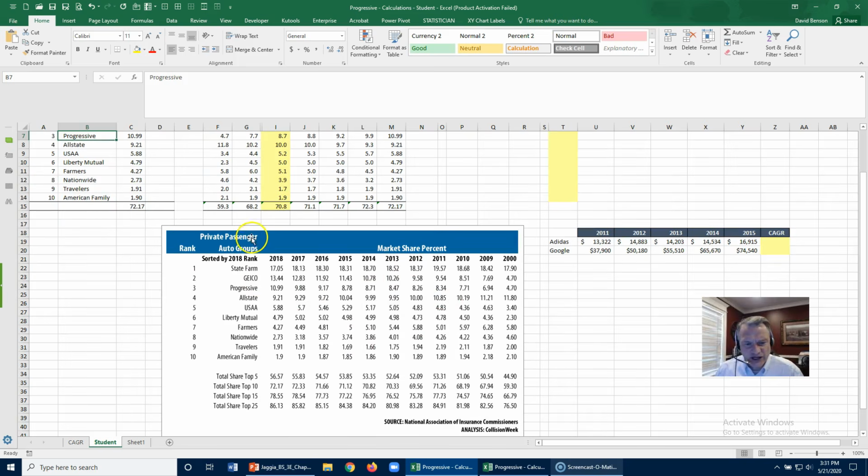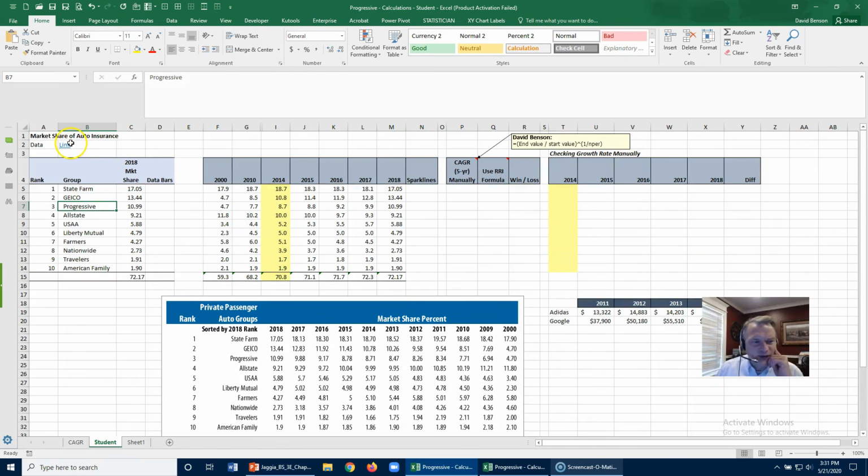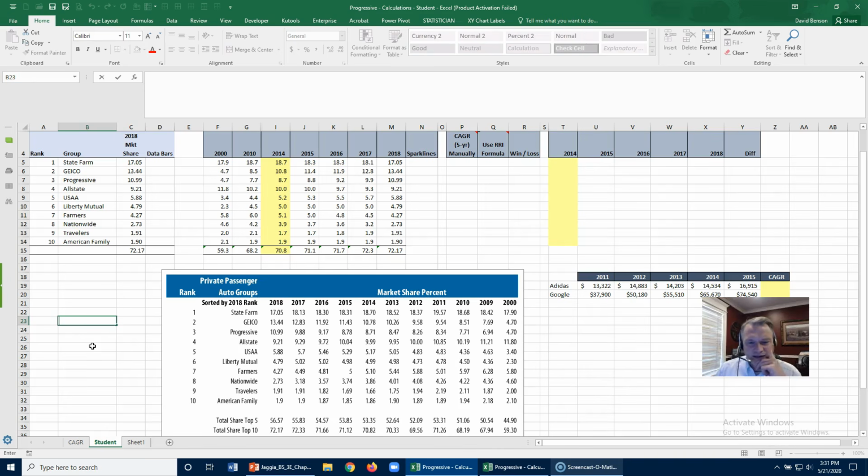So this is the market share. I grabbed it from this website right there. You can see the link. But all I did was I grabbed the market share of the top 10 auto insurance companies for the past 10 years. Well, this one, it goes 2018 back to 2009, and then they jump back to 2000.